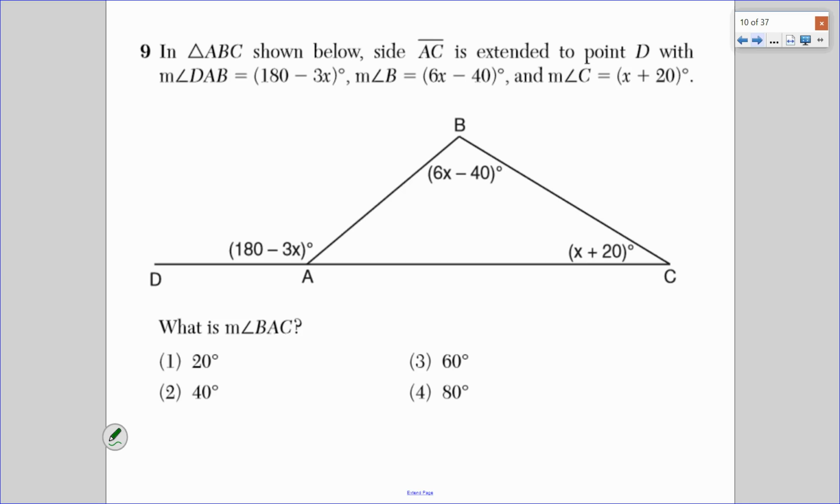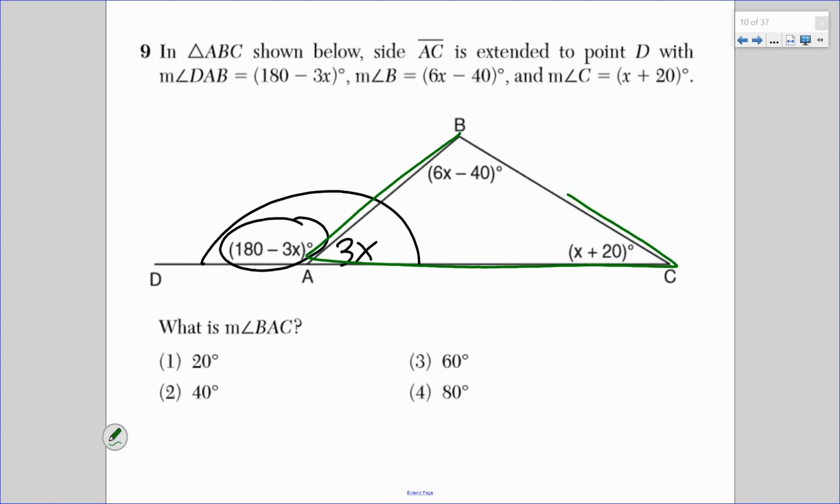This one was kind of mean. So we have a linear pair here, and we know that linear pairs add to 180. So if this out here is 180 minus 3x, it's a supplement of this, it makes sense. From here, it's just the angles of a triangle. The angles of a triangle add up to 180. So it's 3x.